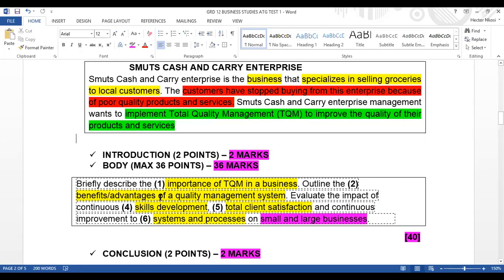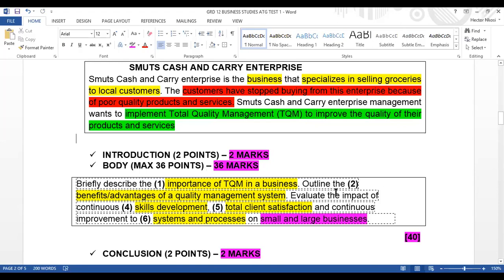Okay, the examiner wants the importance of TQM. He or she also wants the benefits of a quality management system. Then the examiner paused here, right? Can you see it's basically three different topics. Then topic number 3, the evaluation, has 3 different subtopics, right? So your topic number 1, you're supposed to talk about the importance of TQM. Topic number 2, the advantages of total quality management.